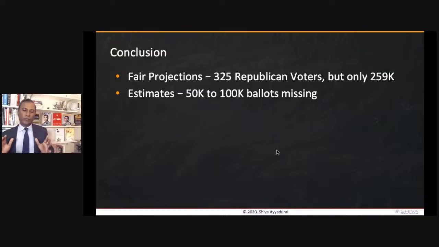But in closing, what you find is that at minimum, there should have been 325K, 325,000 Republican voters. But only 259 showed up. That's 100,000 more than what Galvin said, but nearly 1,000 less than last year when this was record voting. And the estimates, in my view, and to anyone with any basic math, even a 5-year-old, is that 50,000 to 100,000 ballots are missing, period.